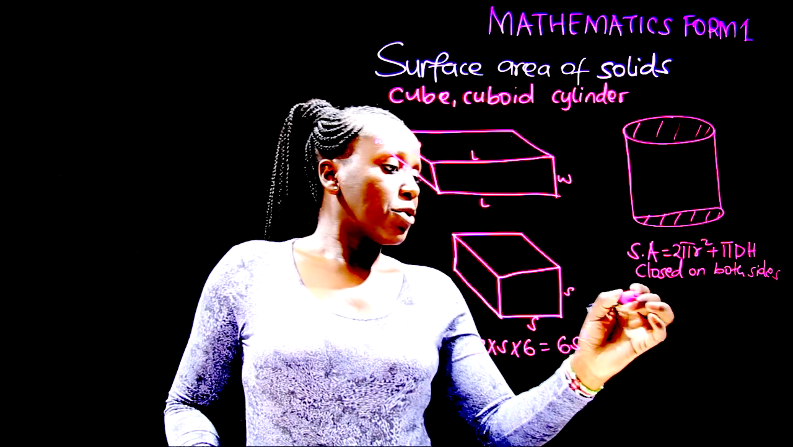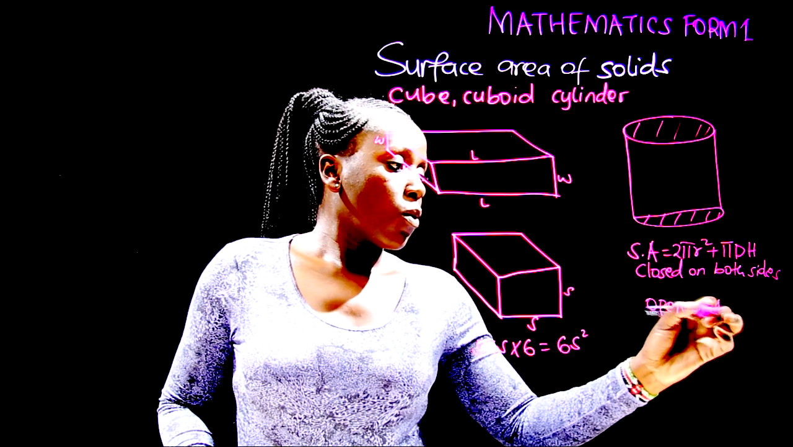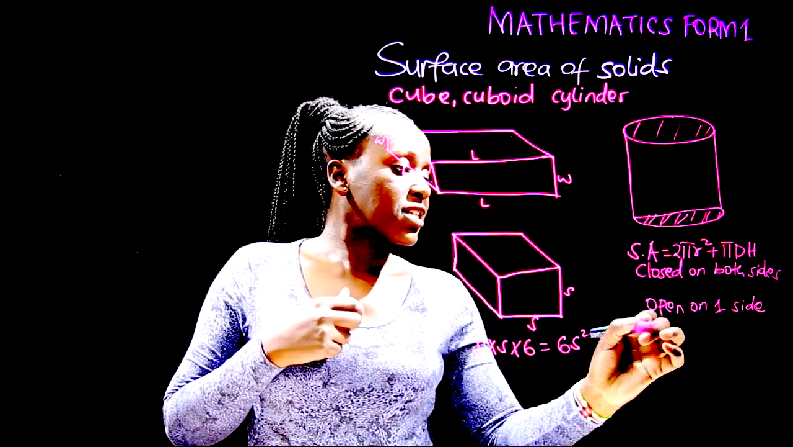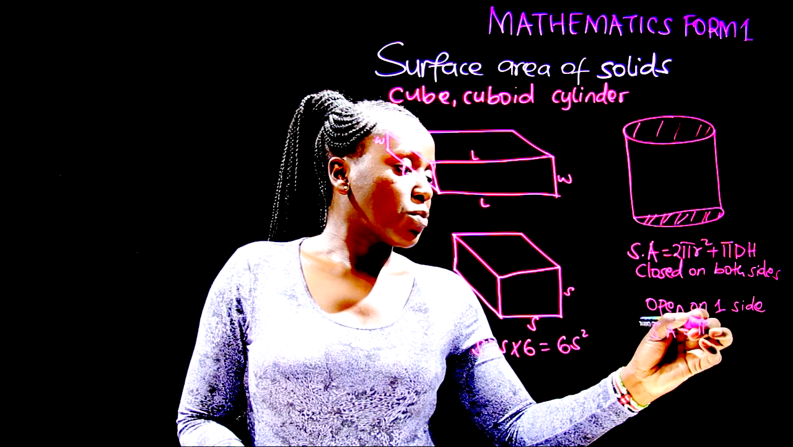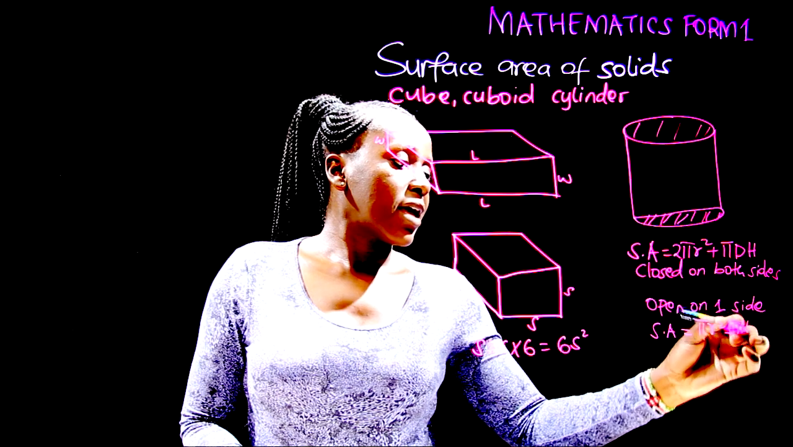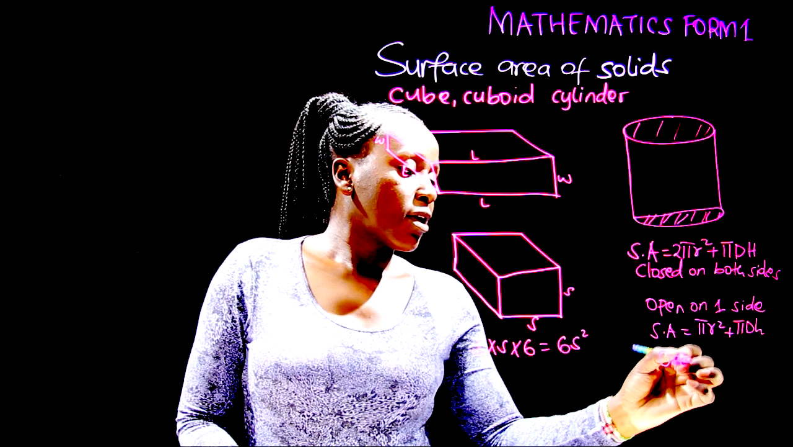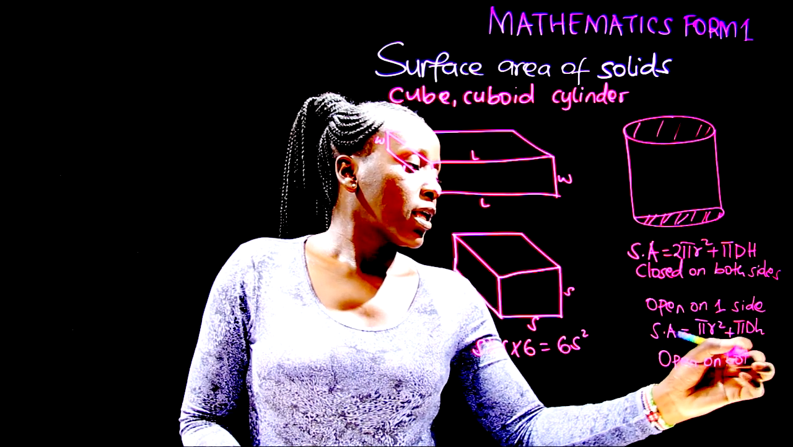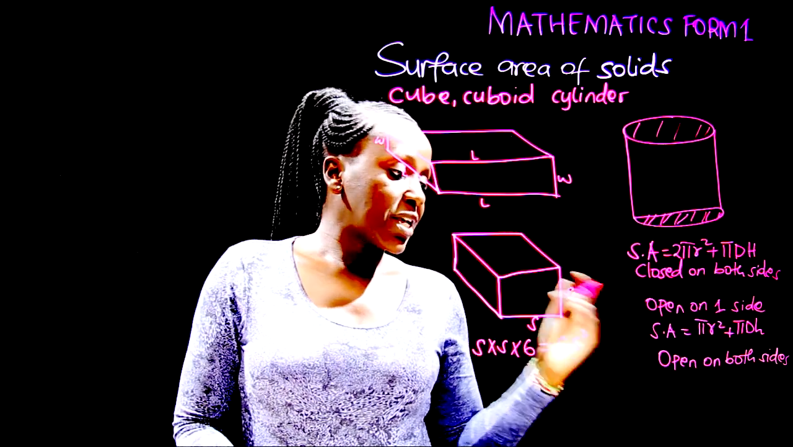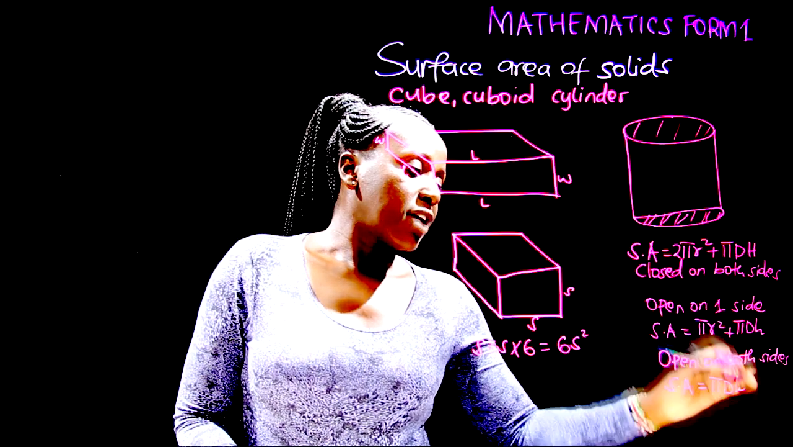So if it is open on one side, that means that we'll only have one circle. So the surface area is going to be equal to pi r squared plus the curved surface, which is pi dh. Alright? And then if it is open on both sides, open on both sides means that only the curved surface is present. So the surface area is going to be equal to pi dh.